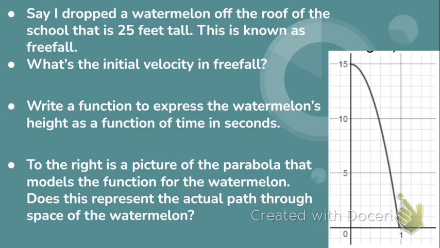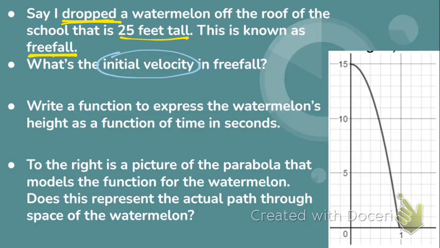Okay. So say I dropped a watermelon off the roof of the school. We're going to pretend that the roof of the school is 25 feet tall. When we just drop something, that's free fall. If I just lean over and drop my watermelon, what is the initial velocity? Like right as my hand releases it, how fast is that watermelon going?